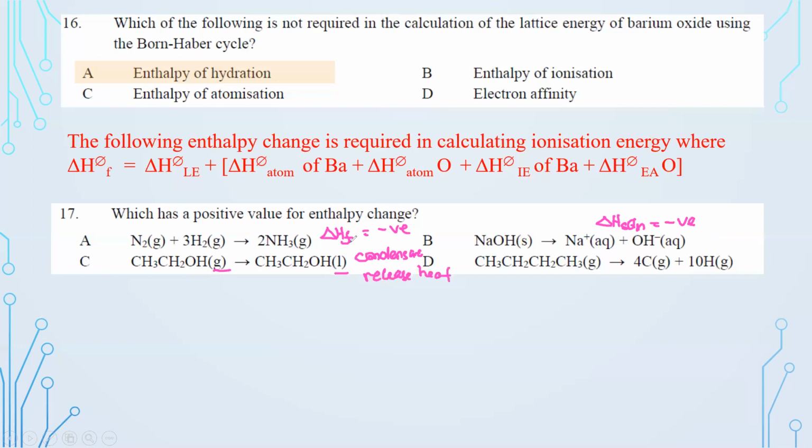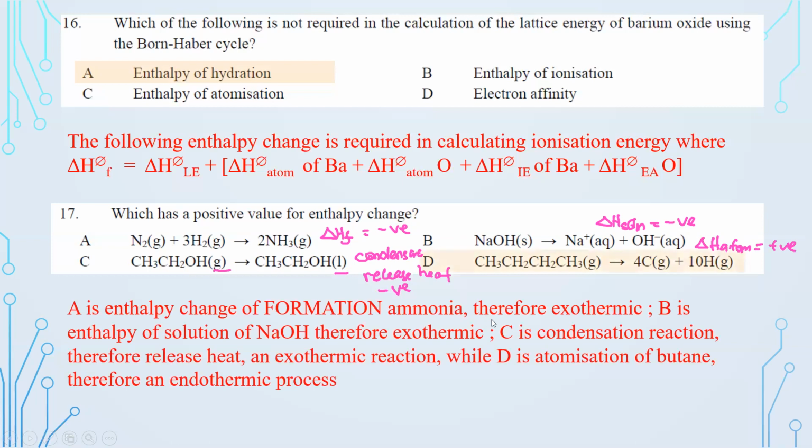So it is again an exothermic process. And then CH3CH2CH2CH3, gaseous molecule, to become gaseous atoms. This is atomization. So atomization is an endothermic process. So this is the only one which is endothermic. So the best answer here is, okay. So that is how you answer question number 17.